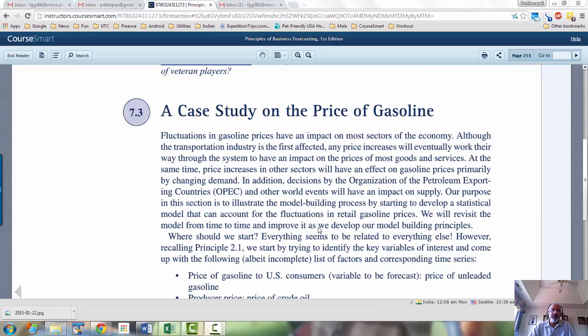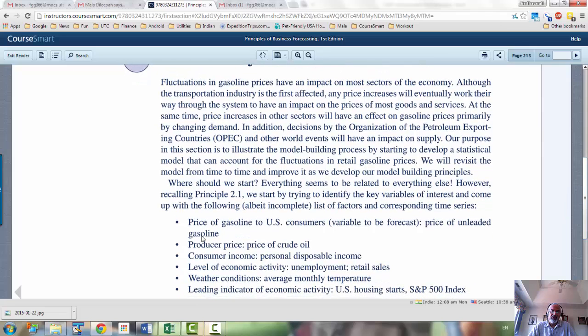Now, what factors will affect the price of gasoline? Obviously there are many factors that will have an impact. Some of them are listed here in the textbook. The price of crude oil is a major factor. In addition, there may be other economic indicators like consumer income and economic activity, unemployment rate, retail sales, and so on. Weather conditions as well.